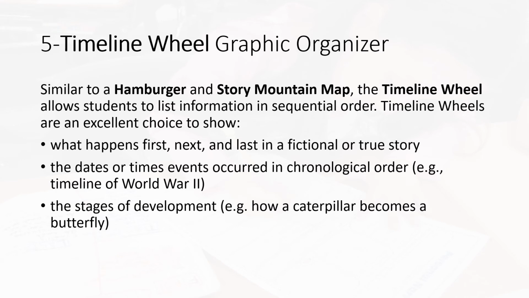The fifth type of graphic organizer is the timeline wheel. It's similar to a Hamburger and a Story Mountain map in that it allows students to list information in sequential order. Timeline wheels are an excellent choice to show what happens first, next, and last in a fictional or true story, to show the dates or times events occurred in chronological order, like, let's say, for example, the timeline of World War II, or to show the stages of development, such as how a caterpillar becomes a butterfly.